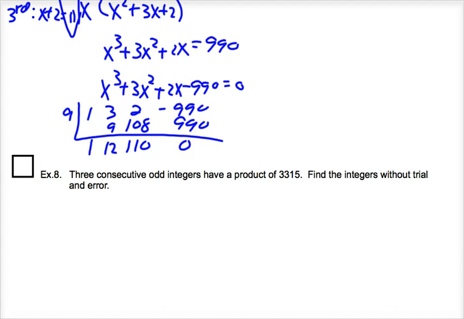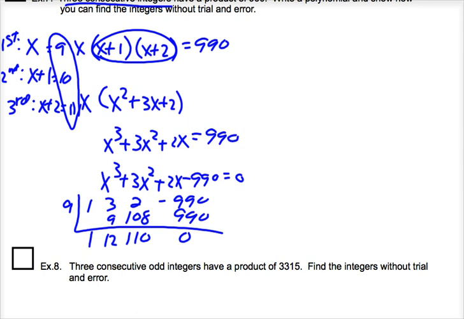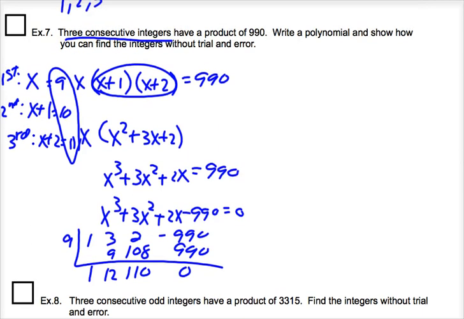This is what I would expect most people to do if we're writing consecutive integers: x, x plus 1, x plus 2. But some of you are pretty darn smart, so I'm going to show you what would have been better. And that would have been first number, second number, third number. It would have been better to let the second number be x.